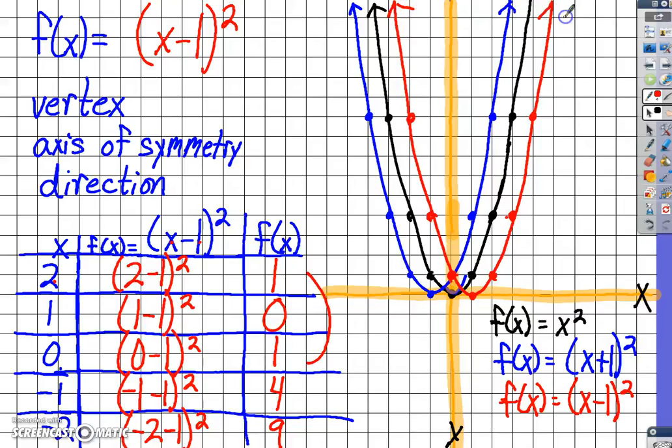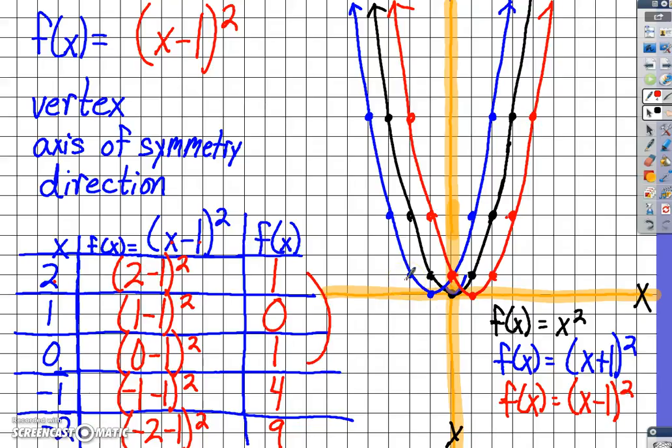So here we go. Here's our graph of this one. Notice the only thing that's happened here is from our parent function, the one graphed in black. Notice that the one we did, x plus 1, the one in blue, was shifted. The vertex was moved to the left. All the points were shifted one space to the left on the x value.